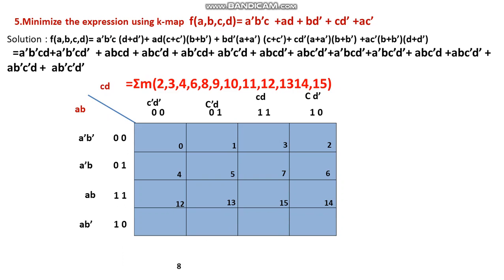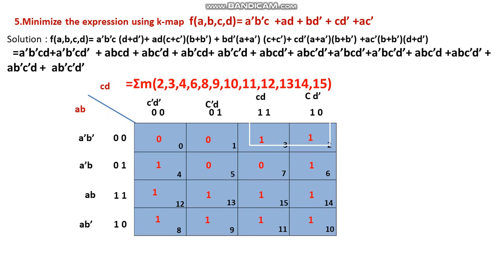Okay, right? So again, what I have got here in a canonical form is 2, 3, 4, 6, 8, 9, 10, 11, 12, 13, 14, 15. In those cells, I should fill ones. In remaining cells, I will place the zeros. Okay, right? So the grouping is done the same way, right?